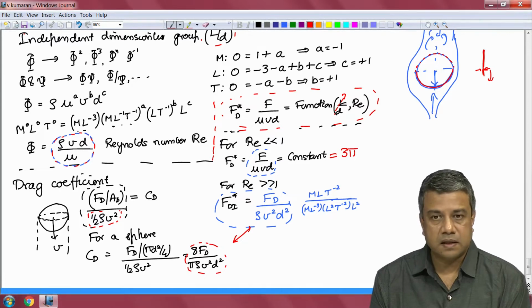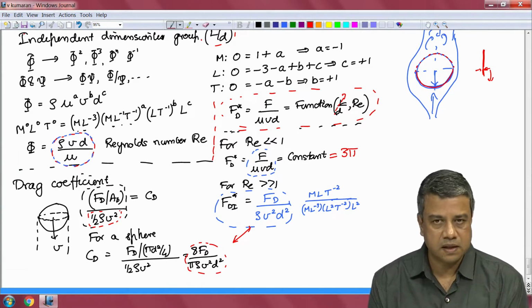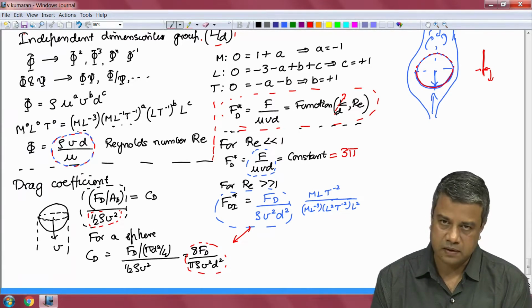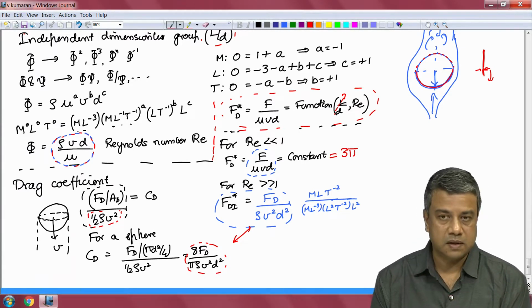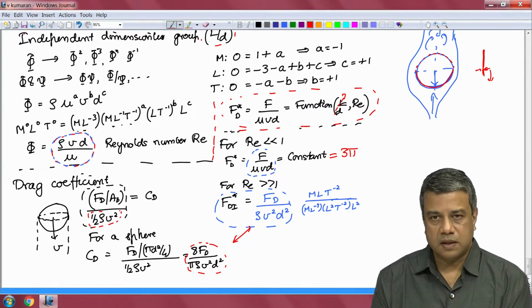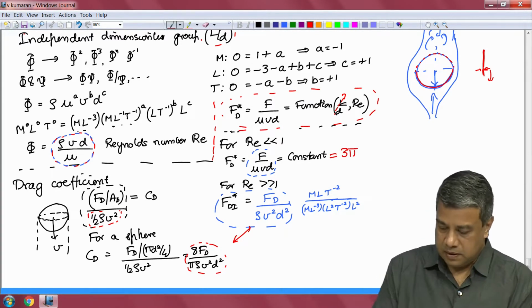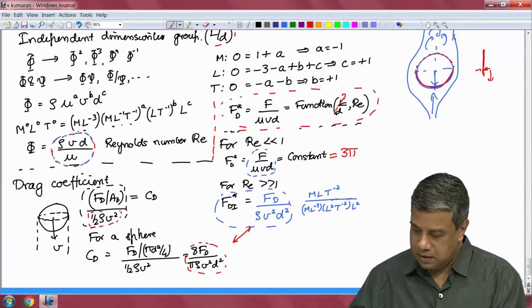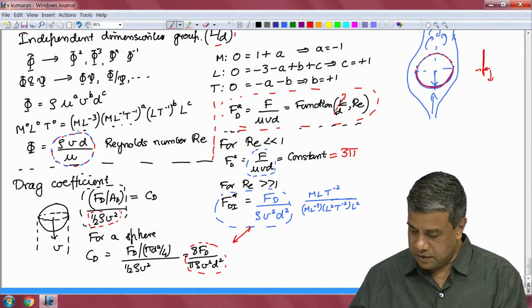I said that in the limit of high Reynolds numbers, you would expect this drag coefficient to approach a constant value, because inertia is no longer a parameter in the problem. What about at low Reynolds number?